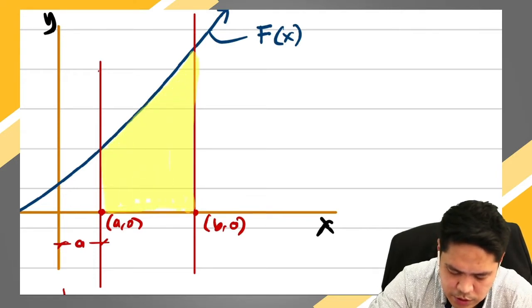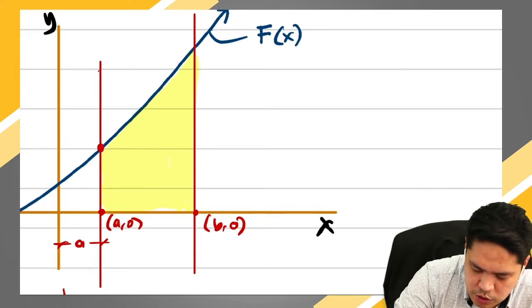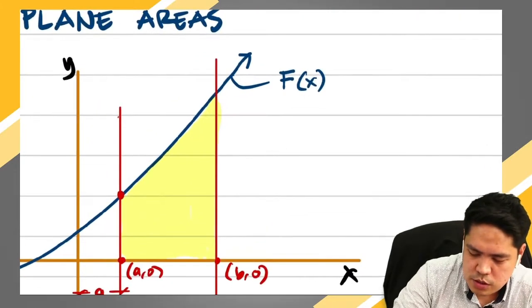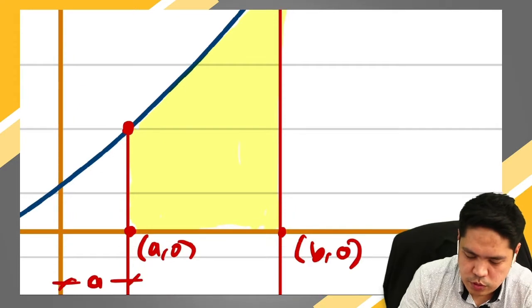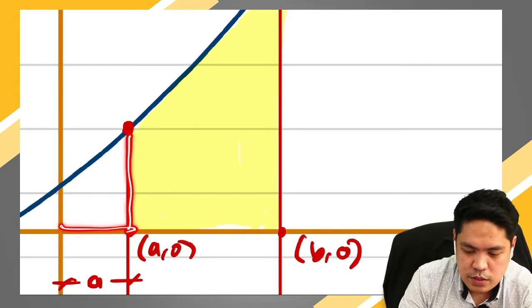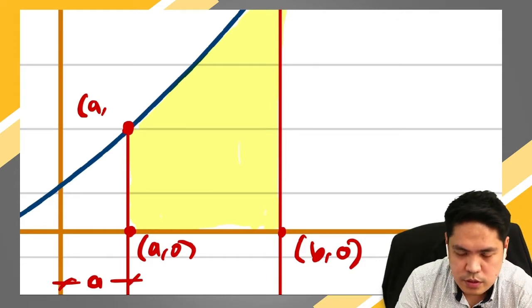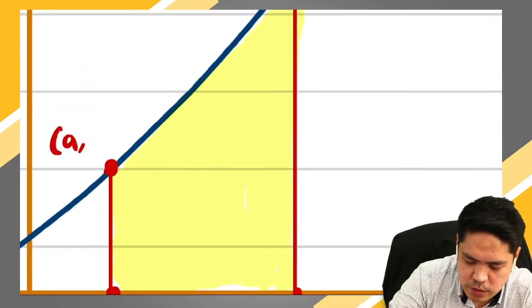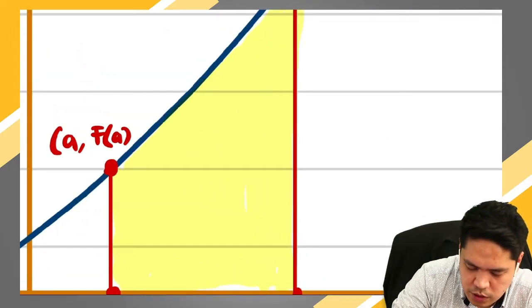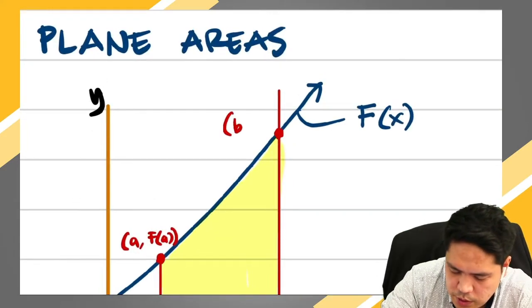We could also just label everything, no? We could also label this point as what? What would be the coordinate of this point? Do you have any idea? And also this point. So let's start with this. What is the coordinate of this point? That would be this and this, right? So that is a. What is the value of y? Remember that this is f of x, so therefore, the y is f of a. Okay? And of course, this point here is b, f of b.